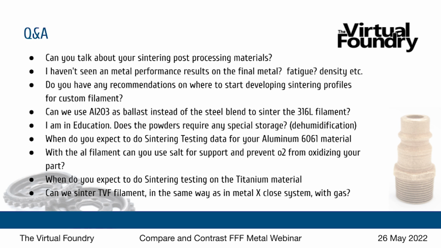The next question: do you have any recommendations on where to start developing sintering profiles for custom filament? Yeah, this is relatively easy. The debinding phase of our materials is the same. Pretty much every one of our materials, basically ramp it slowly to 900 Fahrenheit, hold it for 3 hours, and that's it. You're done with the debind. You can take the part out, handle it, or just move to the next step. So that's all the same with every material that we work with.